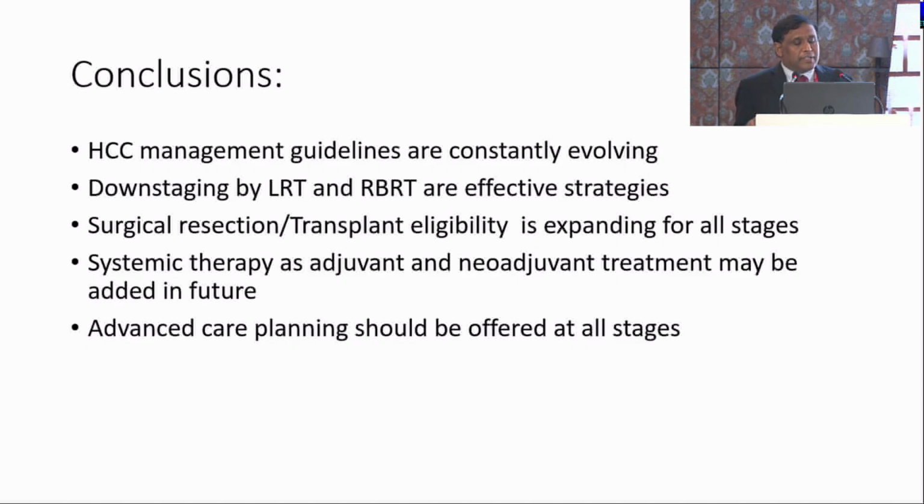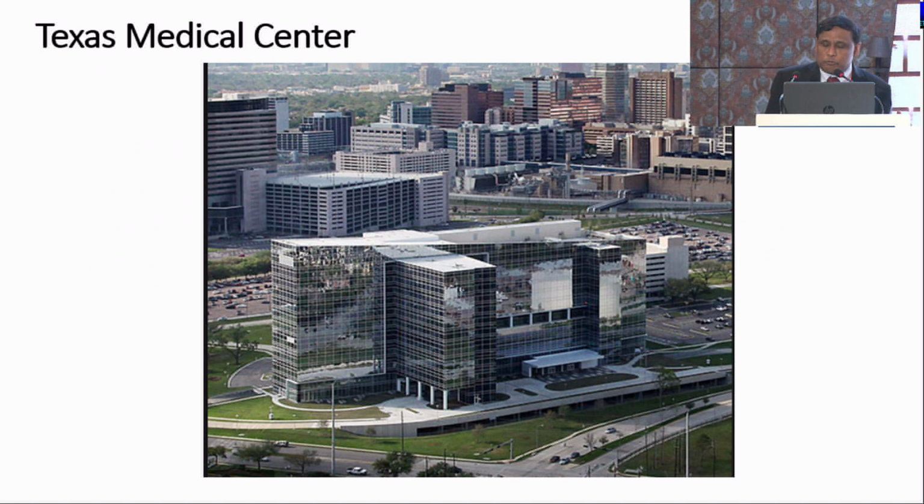So in conclusion, HCC management guidelines are constantly evolving, and they're very much inadequate. I don't know whether we will have a consistent guideline in the near future. However, the silver lining is that downstaging is improving, and with effective strategies, resection has been more and more, and we are getting more aggressive in transplantation, especially with LDLT. Systemic therapy also is coming with new drugs and multiple trials, and there is a silver lining on the horizon. And of course, we need to involve the family and the patient early in the course with advanced care planning. With that, thank you.